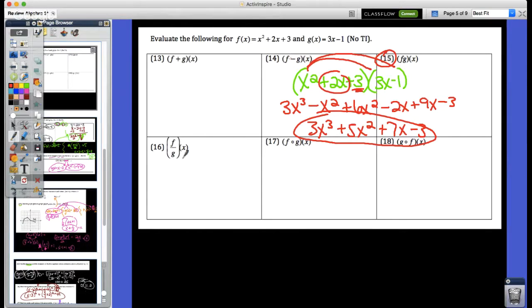Number 14, just be sure when you do f minus g that the negative distributes to both parts of the g. That's the one thing that I've seen people mess up on. So please make sure that you remember that. Okay.